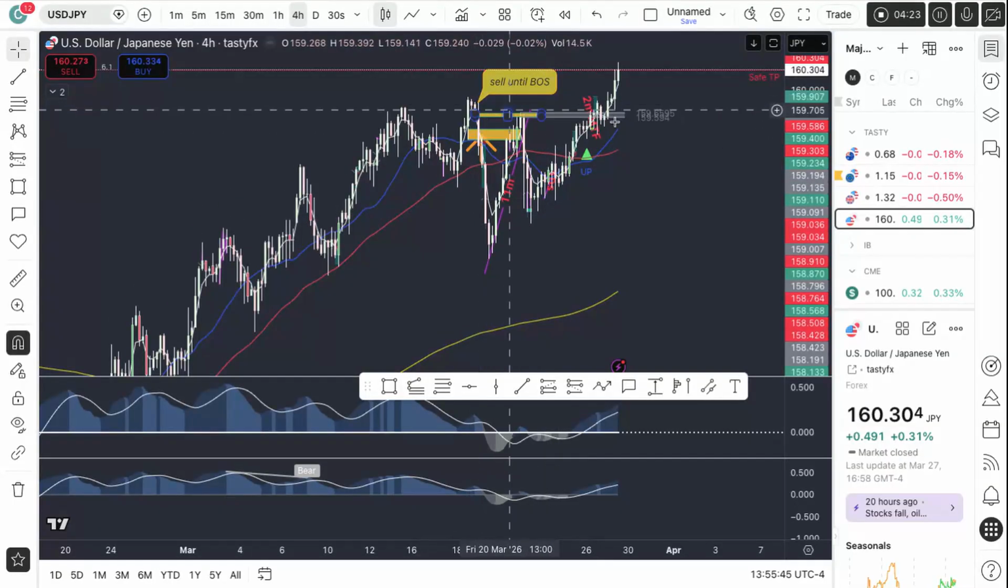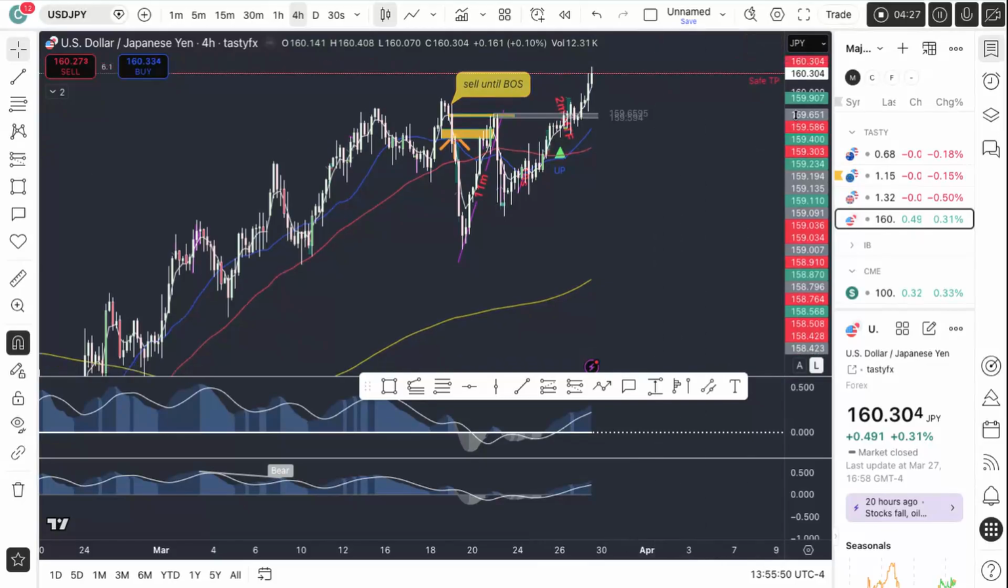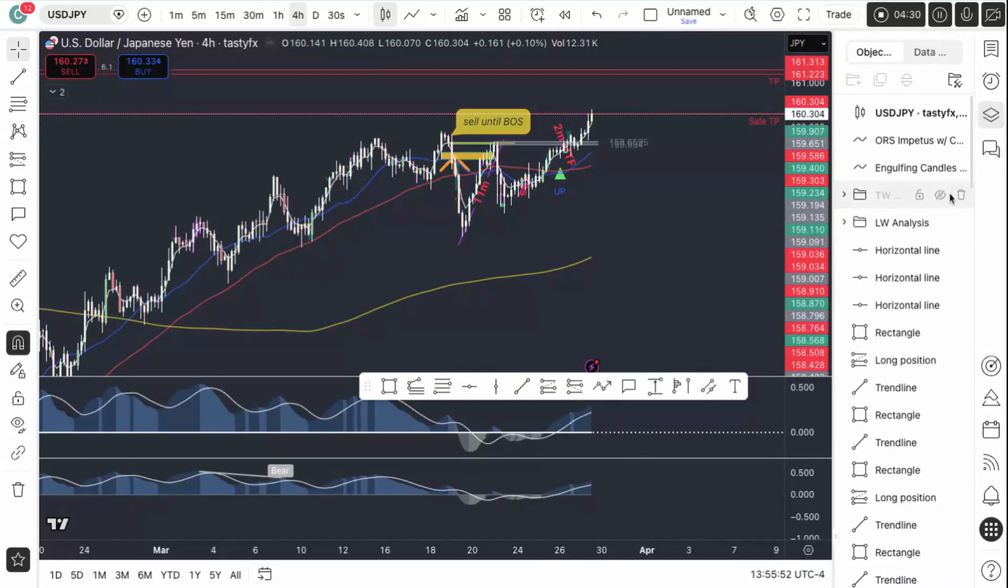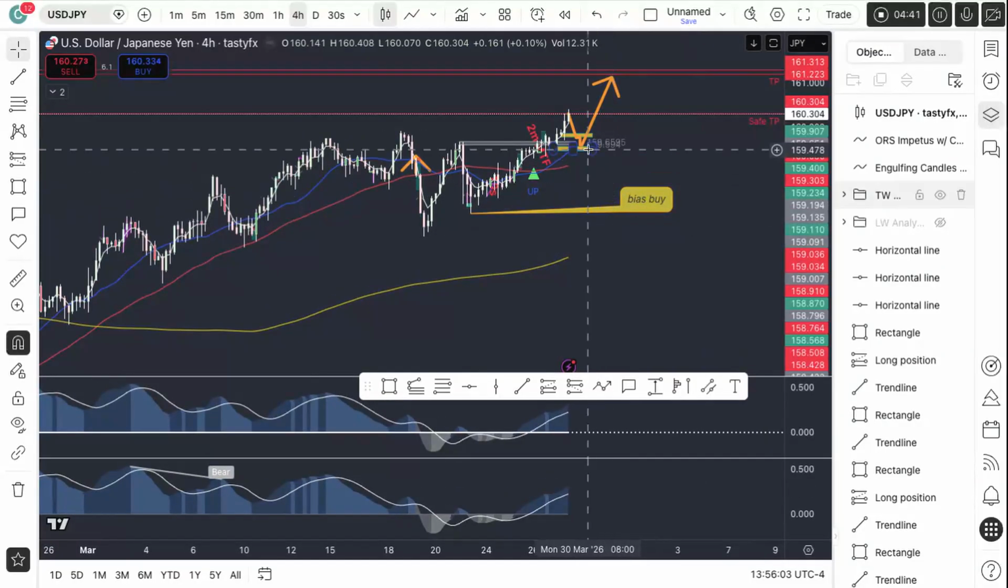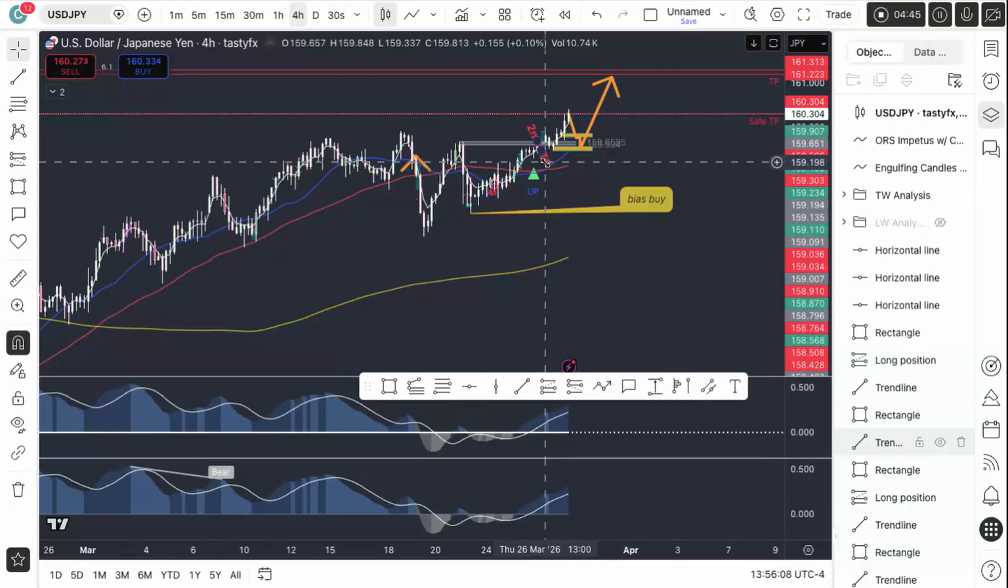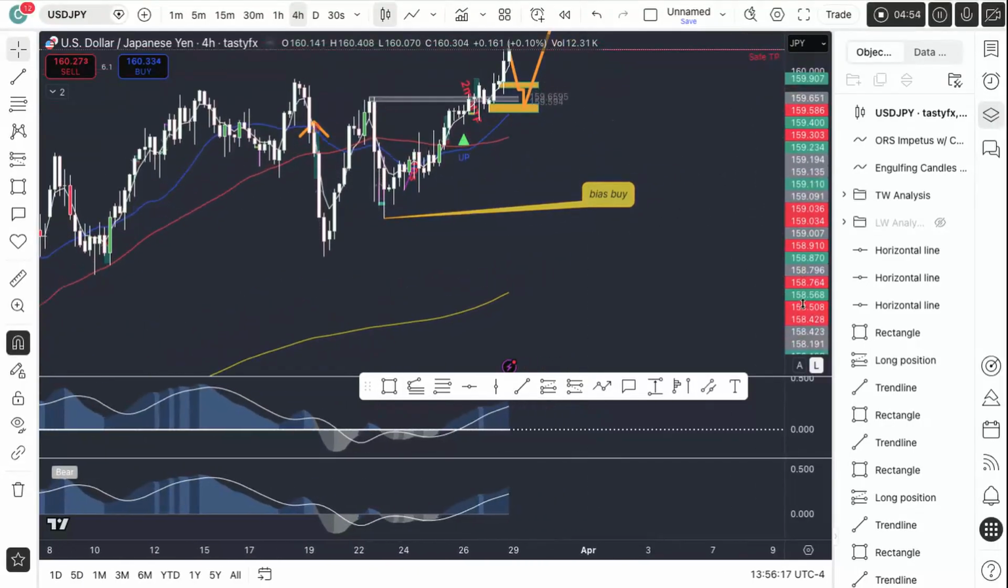We broke this structural high here, and my bias ended up switching on Friday to a buy. So this is the only one. This bias has shifted, unlike the other pairs, which are still the same. What I'm looking for this week is definitely buys. MACD, MAs, all on our side, structure is good. So we're going to be looking for buys.